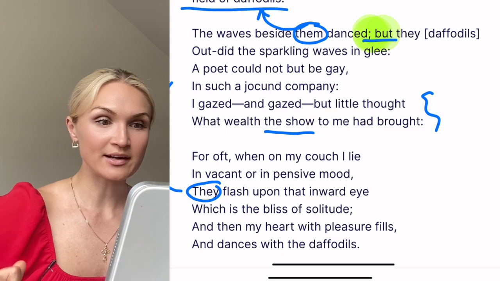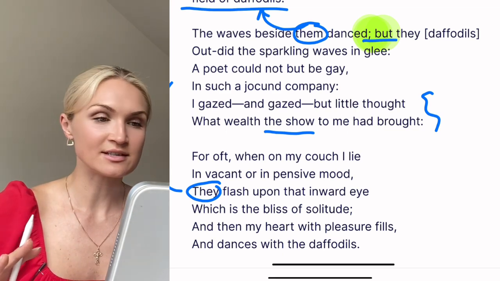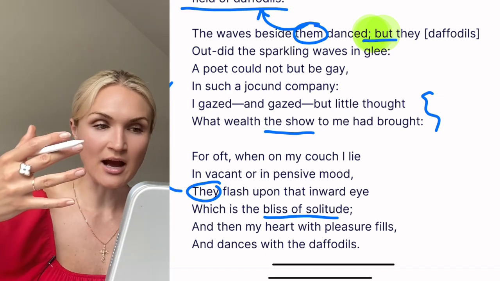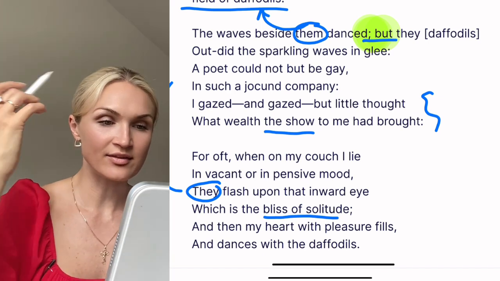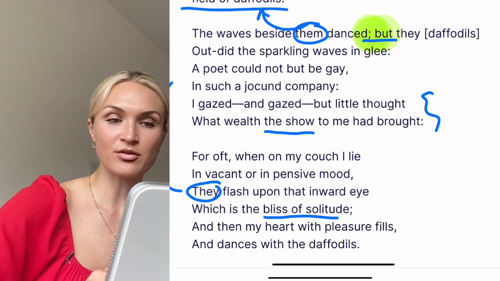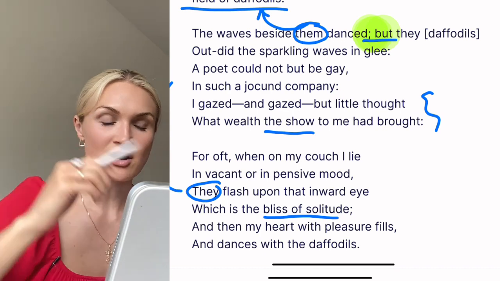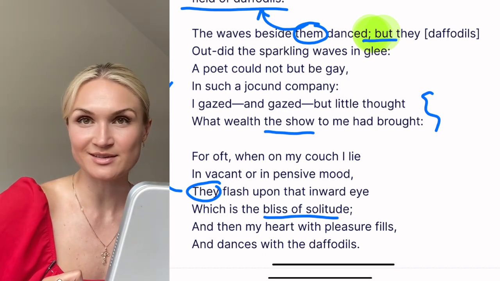And then the next paragraph says, when I often lie on my couch, the daffodils flash in my inward eye, and I start to think about the bliss of solitude, and then my heart with pleasure fills, and then he feels some kind of relief, and his heart dances with the daffodils.